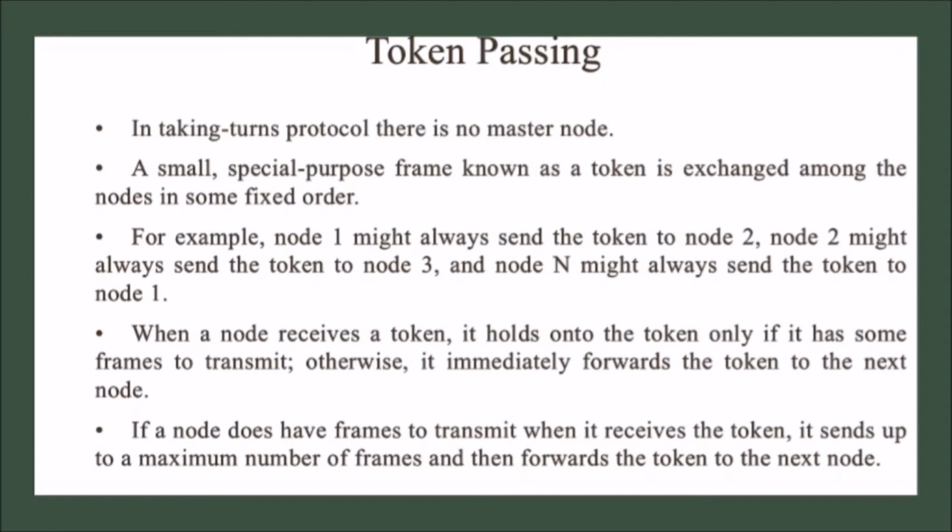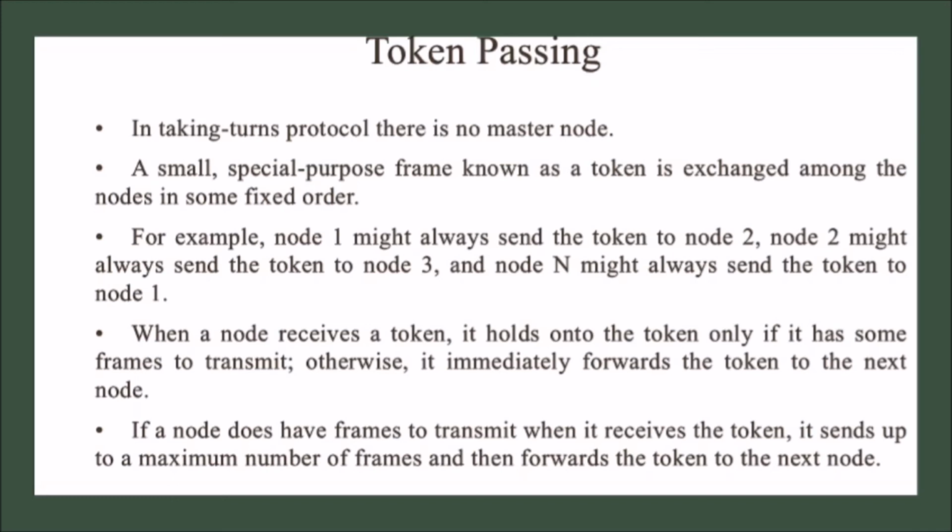Whenever a node receives a token, it holds on to the token only if it has some frames to transmit. Otherwise, it immediately forwards the token to the next node. For example, node 1 sends the token to node 2. If node 2 has some frames to transmit, then it holds that token. But if node 2 has no frames to send, it immediately forwards the token to the next node.